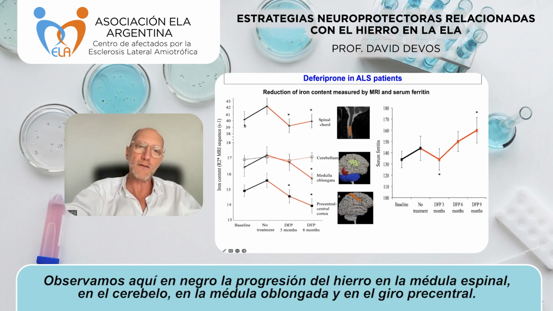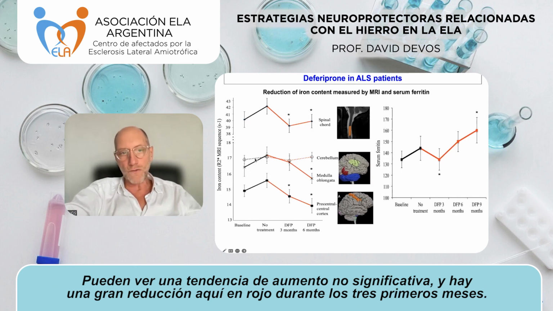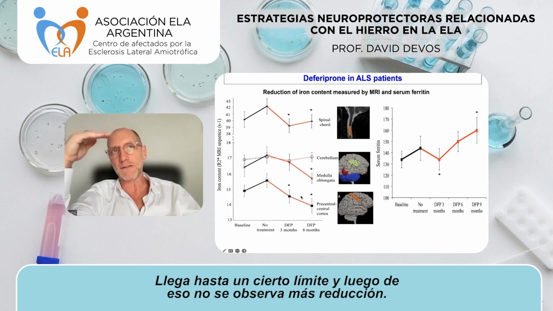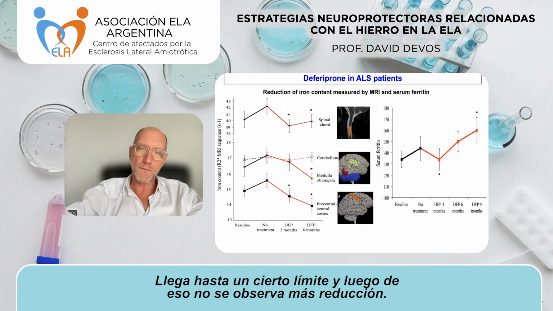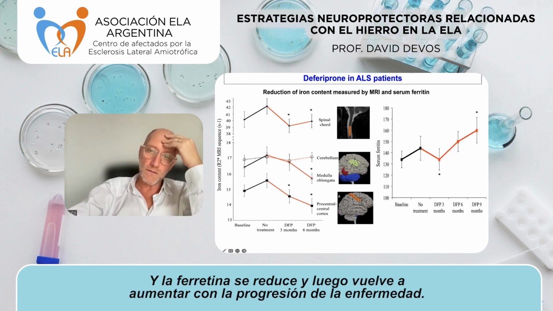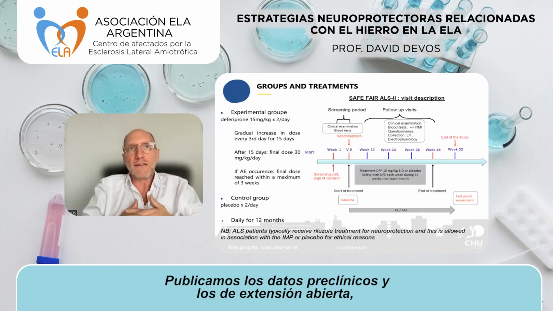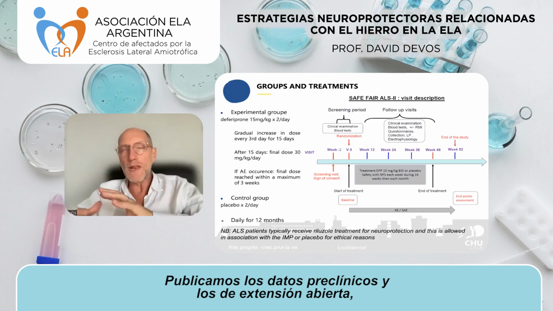You observe here in the black the progression of iron in the spinal cord, in the cerebellum, medulla oblongata, and the precentral cortex. And you see there's a trend, non-significant, of increase. And there's a large reduction here in red under deferiprone in the first 3 months. And it goes to a certain limit. And after that, there's no more reduction. And the ferritin transiently reduces and then re-increases with disease progression. So we published this data with the preclinical data and the open label data.